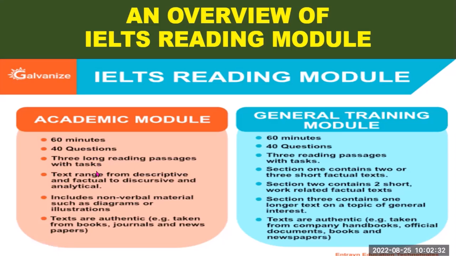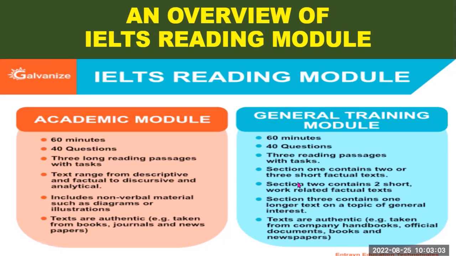All right. Then you have slight differences. Now, the academic module will have text range from descriptive and factual to discursive and analytical, and will include non-verbal material such as diagram or illustrations. The texts are authentic. For example, they are taken from books, journals, and newspapers.